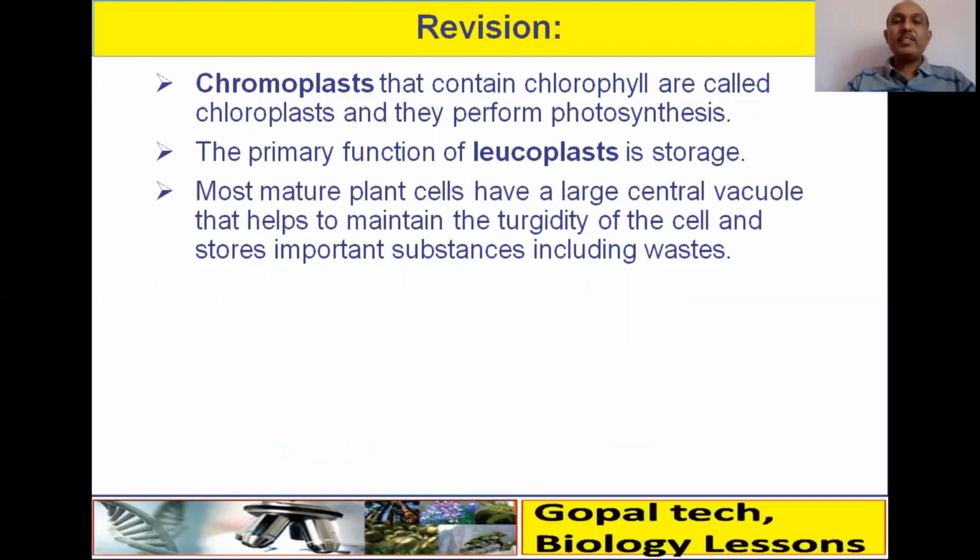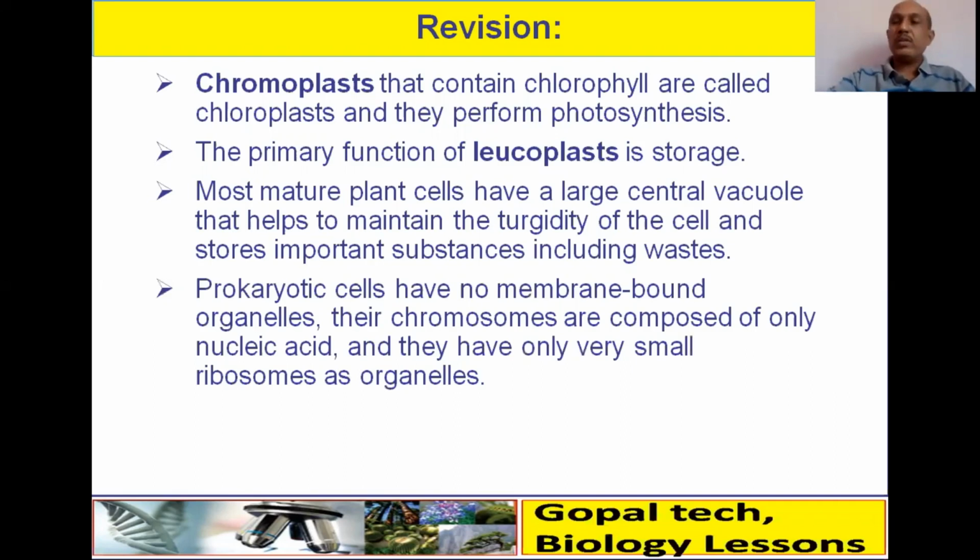Most mature plant cells have a large central vacuole that helps to maintain the turgidity of the cell and stores important substances, including waste. In animal cells, the vacuoles are very small and many in number. Prokaryotic cells have no membrane-bound cell organelles. Their chromosome is composed of only nucleic acid, a single one, and they have only very small ribosomes as organelles.